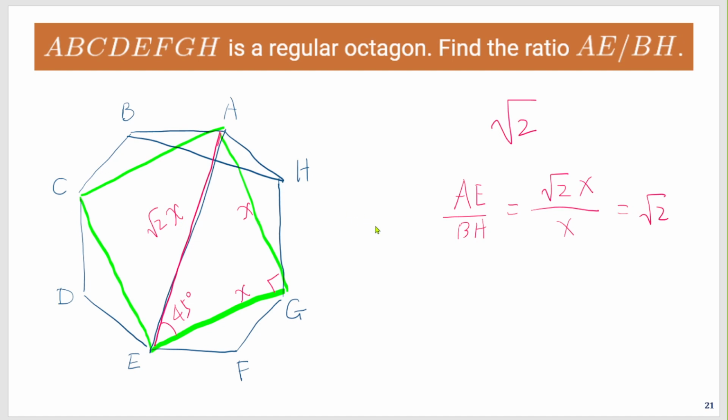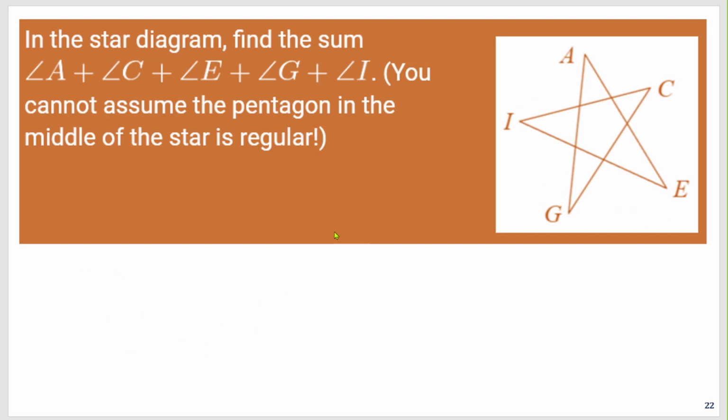Okay, then let's consider another one. In the star diagram as shown on the right, can you find the sum of these angles, A, C, E, G, and I? We could not assume the pentagon in the middle of the star is regular. It's not necessarily regular, but we could still find the sum of these five angles. How could we do that?